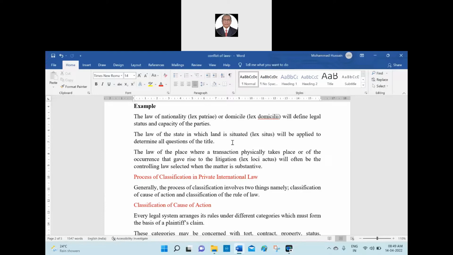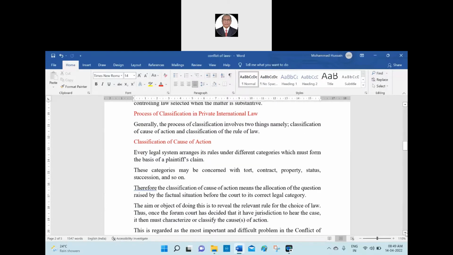The law of the place where the transaction physically takes place, or of the occurrence that gives rise to the litigation, lex loci actus, will often be the controlling law selected when the matter is substantial.